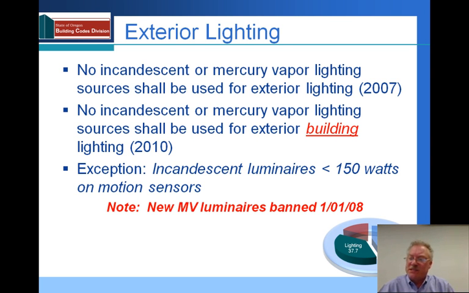Section 505.6.1 mandates that no incandescent or mercury vapor lighting shall be used for exterior building lighting. The keynote here is the insertion of the word building. That's really not an issue when we talk about mercury vapor because new mercury vapor luminaires have been banned for sale in North America since January 1, 2008.